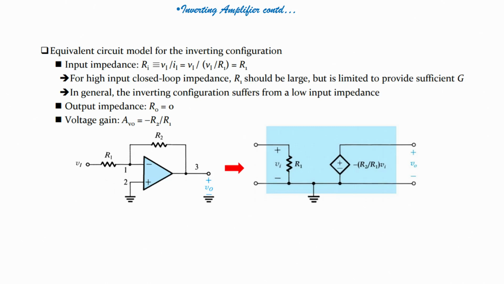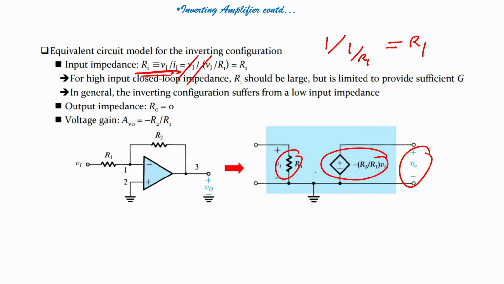Now, if I draw the equivalent circuit model of the inverting configuration, what will I have? I have R1, my gain is minus R2 by R1 into Vi, I have output voltage VO and input voltage Vi, right. So, input impedance is Ri equals Vi by Ii or Vi by I1, equals Vi divided by V1 by R1, which is nothing but 1 divided by 1 by R1, which is equal to R1, right.